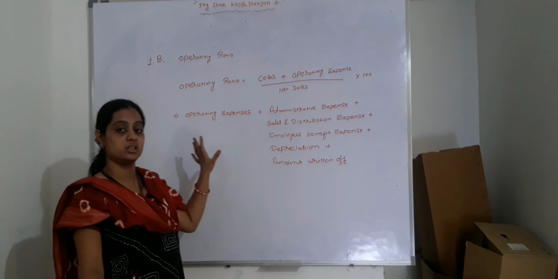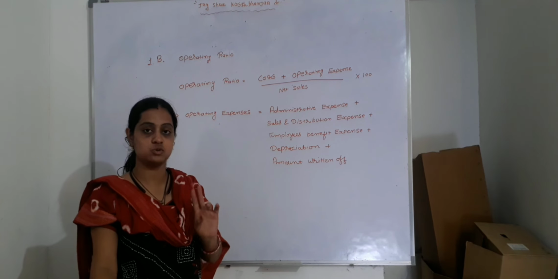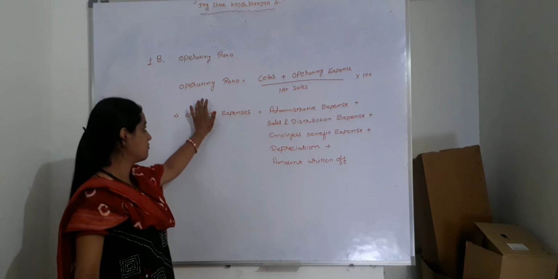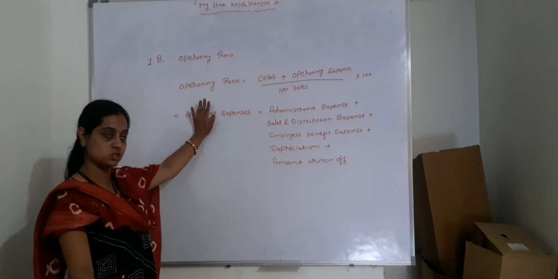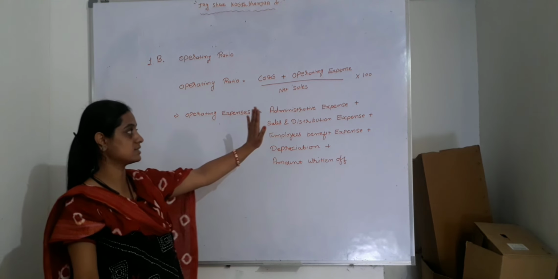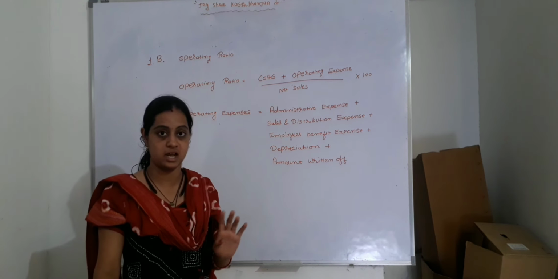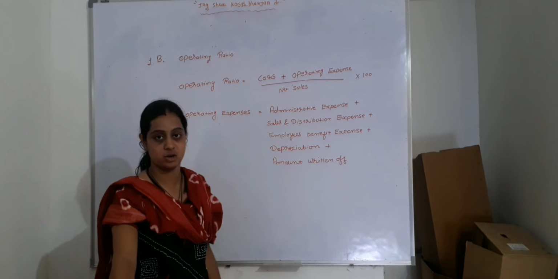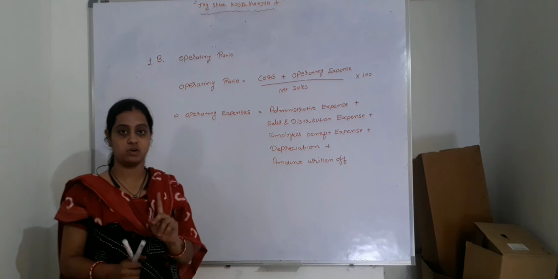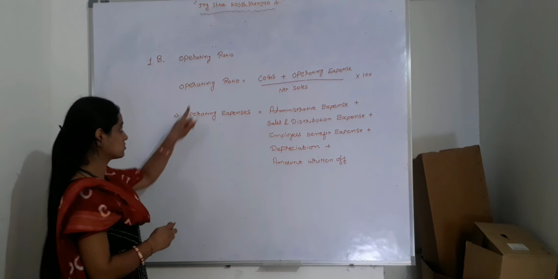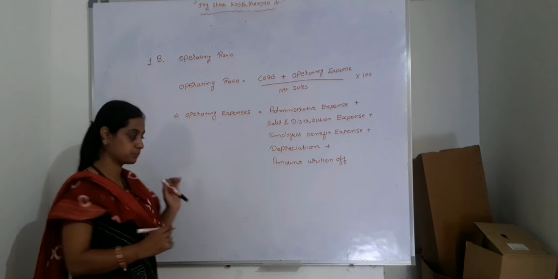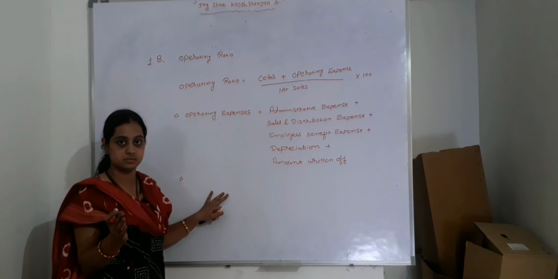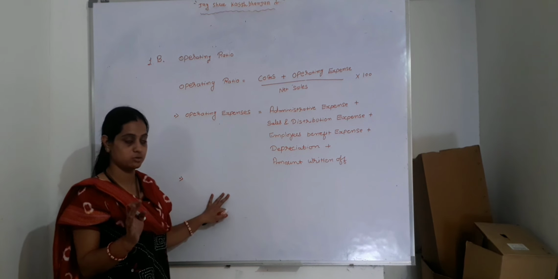So in this operating ratio there are only two formulas. First one, operating ratio is equal to COGS plus operating expense upon net sales into 100. That is the main formula. And if they have not given operating expense in the question, then we have to apply this formula. Now I am telling you one formula which is not useful in this, but which will apply in the next method, that is operating profit ratio.